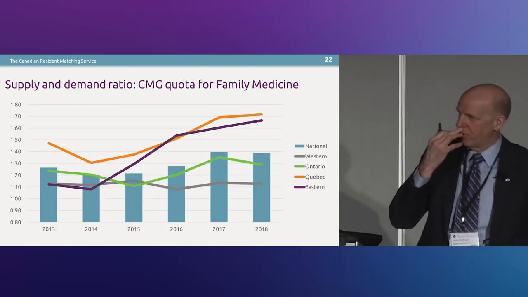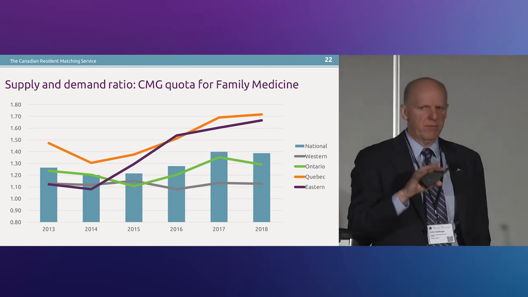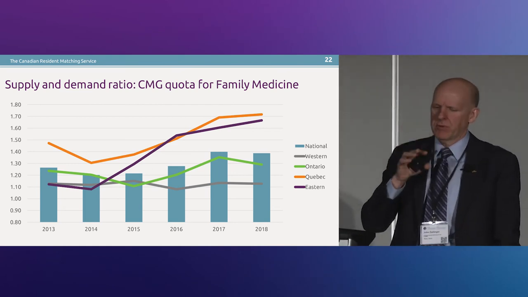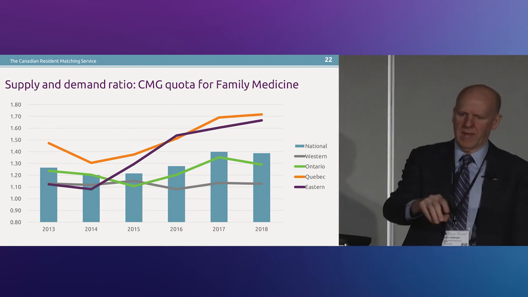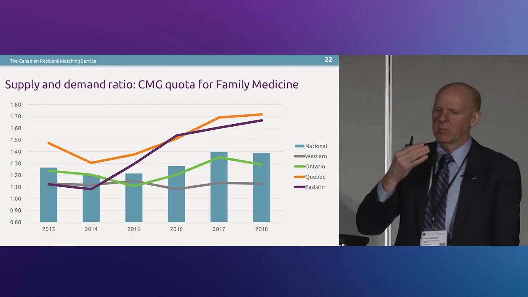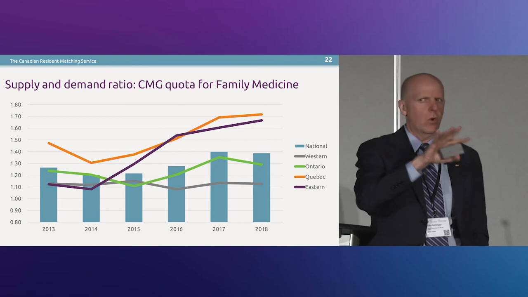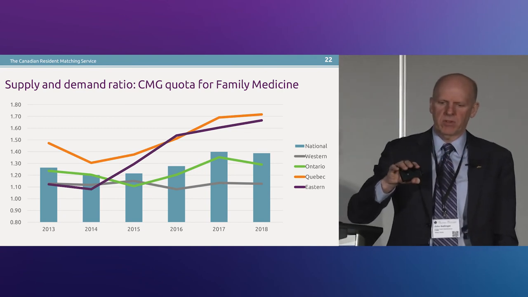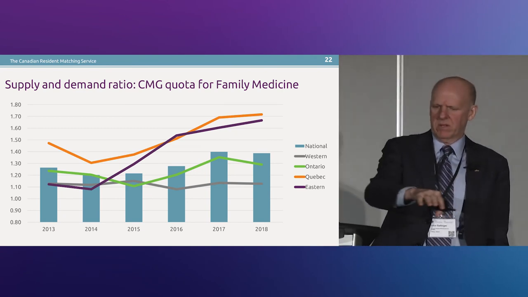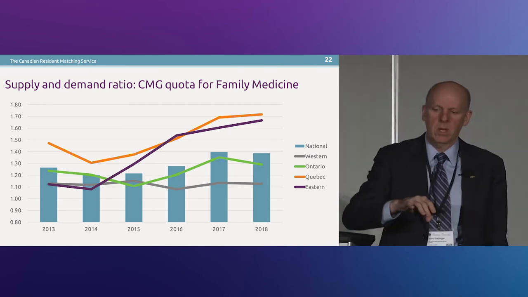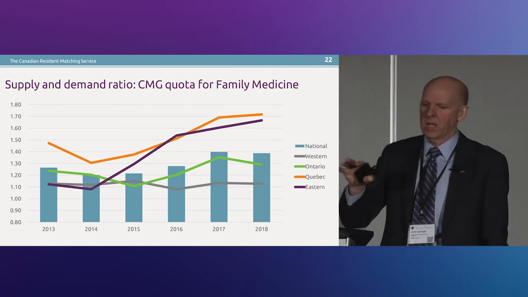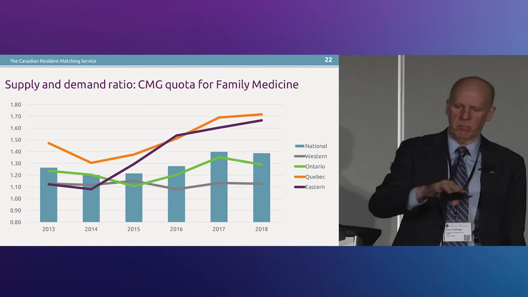So here's a similar kind of view, but for family medicine focus. And I'll again orient you, so national is the blue columns. Quebec is the orange line. Western is the gray line there that's in around 1.1. Ontario is green, and Eastern is the burgundy there.